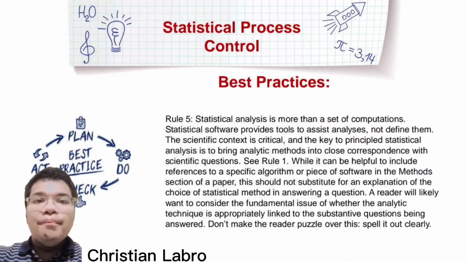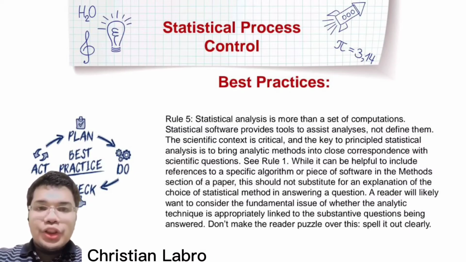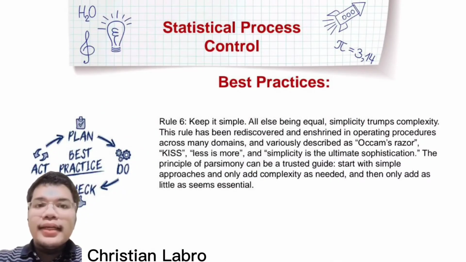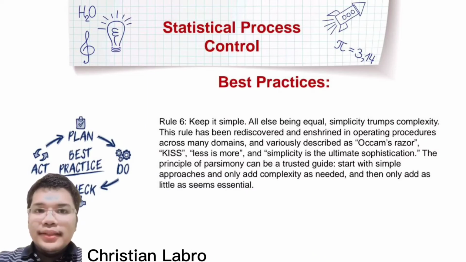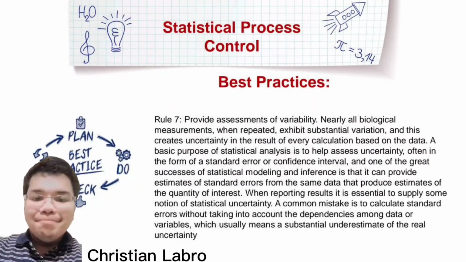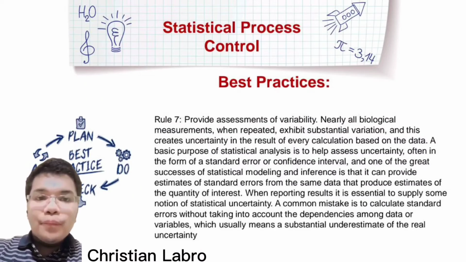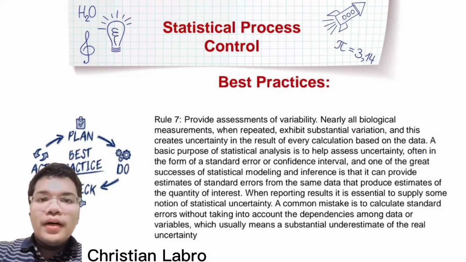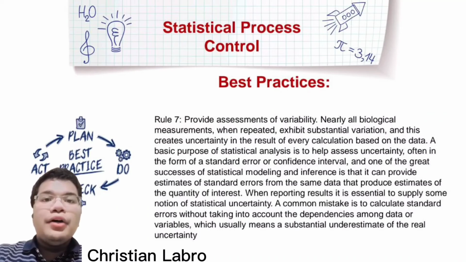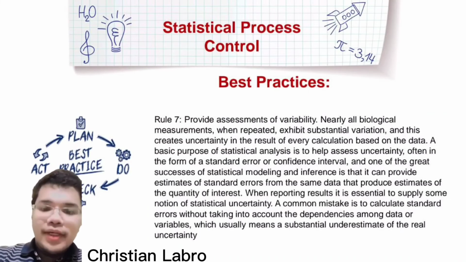Number 5, statistical analysis is more than a set of computations. Number 6, keep it simple. All else being equal, simplicity trumps complexity. Number 7, provide assessments of variability, nearly all biological and measurement.